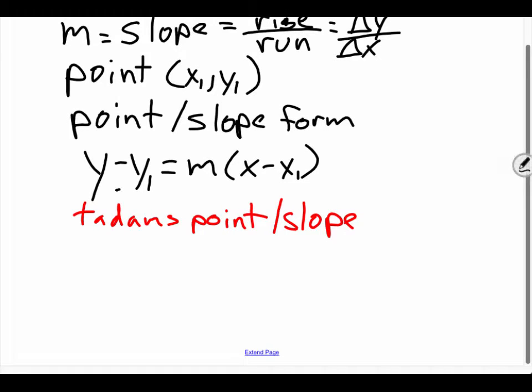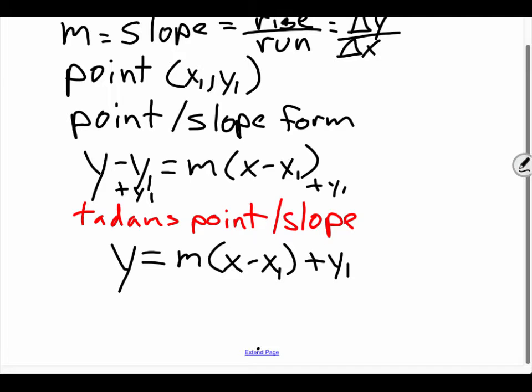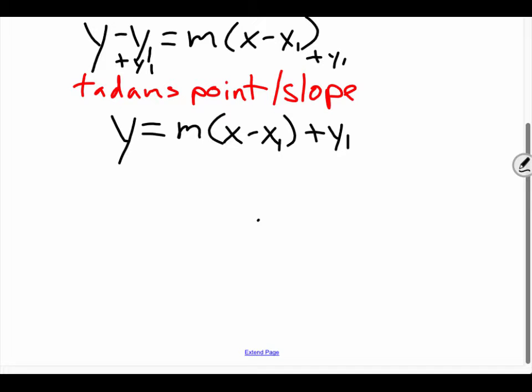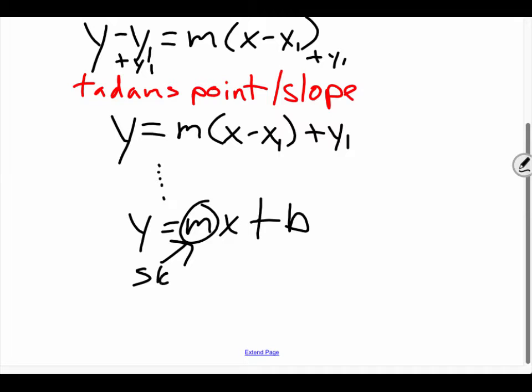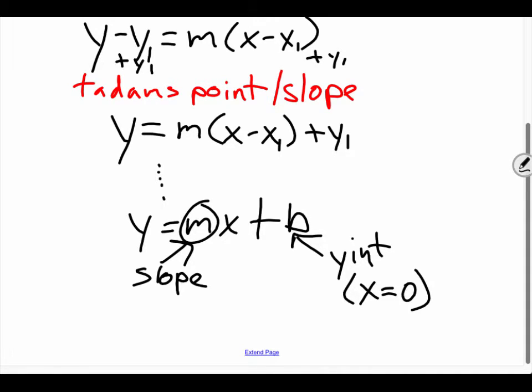So what I do is I just add y sub 1 to both sides, and so I get y is equal to m times the quantity x minus x sub 1 plus y sub 1. And then our goal is, once we get it like this, we do some algebra and make it look like this: y equals mx plus b, where m again is the slope and b, of course, is the y value in the y-intercept, which occurs when x is equal to 0.